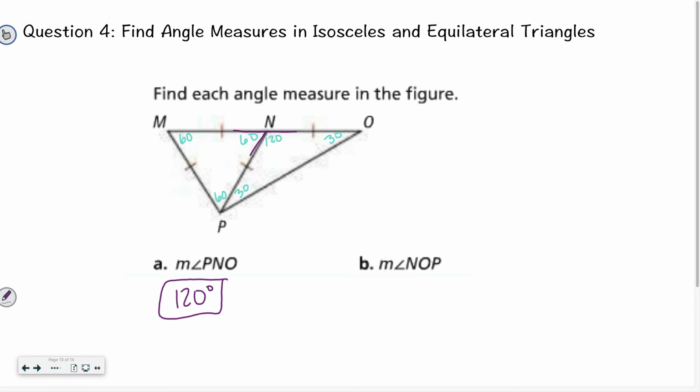And then why don't you solve for angle NOP? Hopefully you used the same method and you got 30 for both of those base angles. So angle NOP equals 30 degrees.